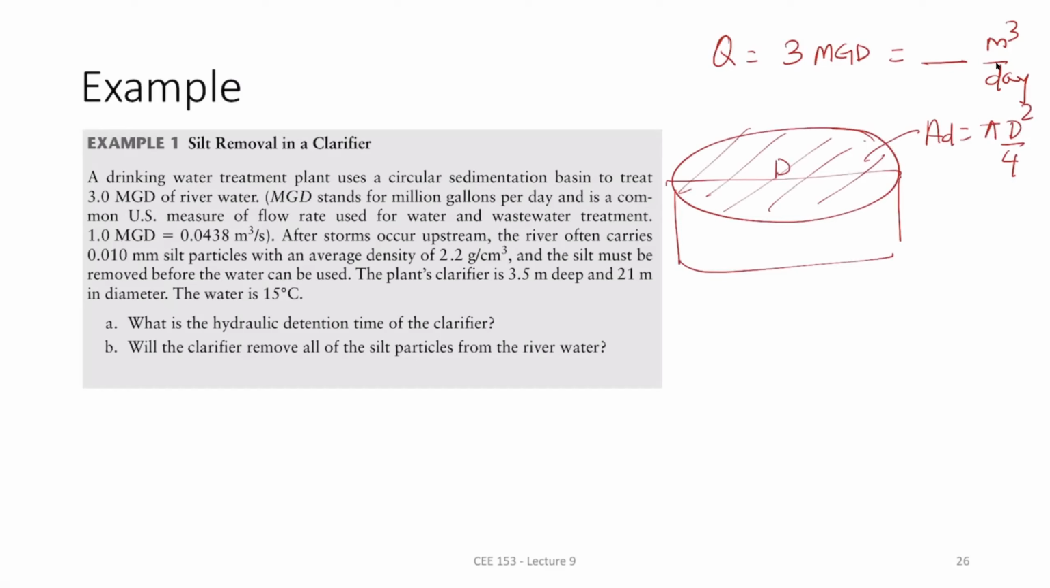Use the flow rate conversion: 1 MGD is 0.438, so you multiply by that value. After a storm occurs upstream, the river often carries 0.01 millimeter silt particles. So the particle size is given as 0.01 millimeters. If you convert that to meters, 1 millimeter is 10 to the minus 3 meters, so that will be 0.01 times 10 to the minus 3 meters.